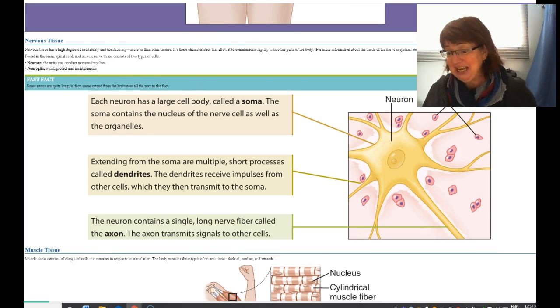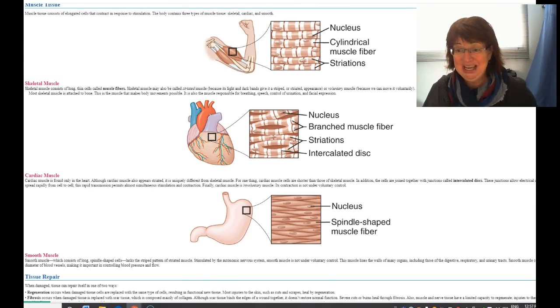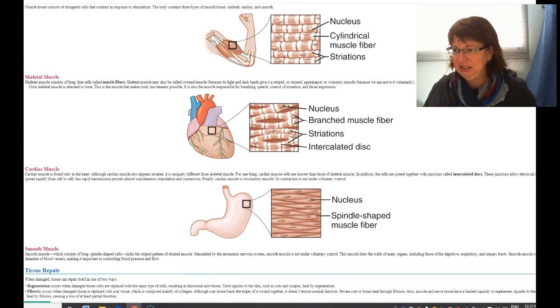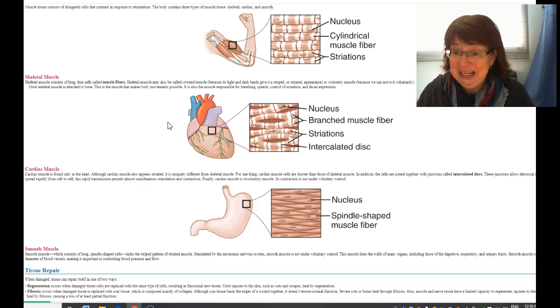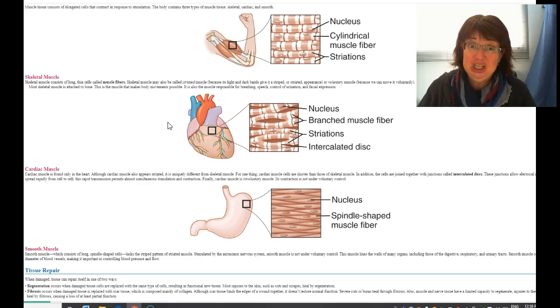Okay, last type is muscles. And again, we'll go into more detail in the muscle unit, but there are 3 types of muscle tissue. And these 3 types of muscle tissue are skeletal, which is mainly in the skeleton, cardiac, which is in the heart, and smooth muscle, which is pretty much in the guts.